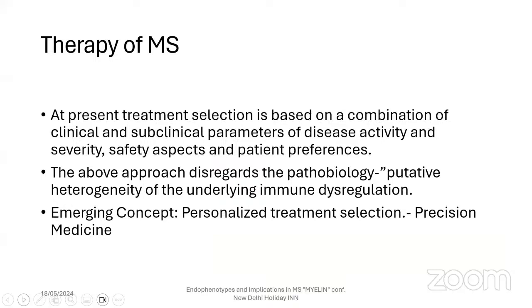At present, treatment selection is based on a combination of clinical and subclinical parameters of disease activity and severity, safety aspects, and patient preferences. But this approach disregards the pathobiology of the putative heterogeneity of the underlying immune dysregulation. What is the emerging concept? Personalized treatment selection, precision medicine.